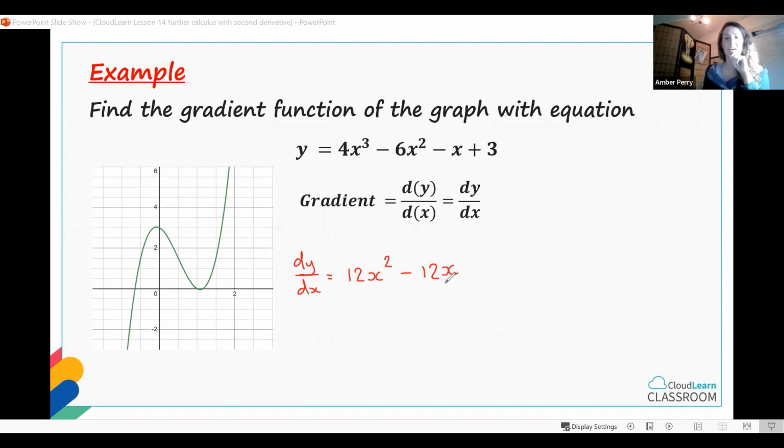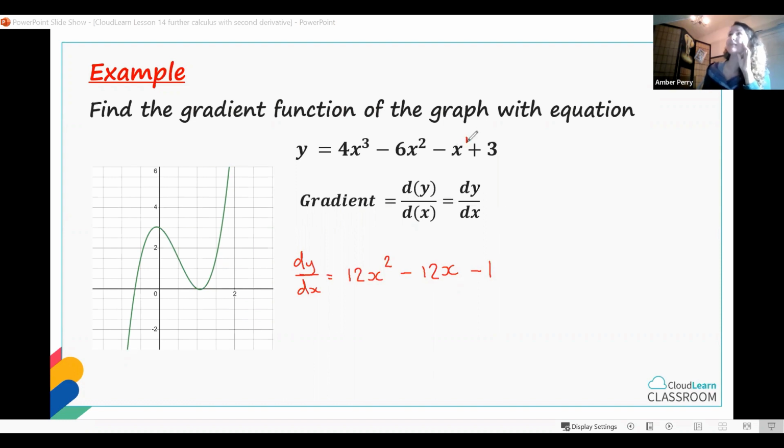So that's just 12x. And then here, remember that x to the power of 1 is just x, so I could treat this as x to the power of 1, okay? And then I can bring that 1 down and times it by this, which is just going to leave it as the same. So it's going to be minus 1. And then if I reduce 1 by 1, I get 0.